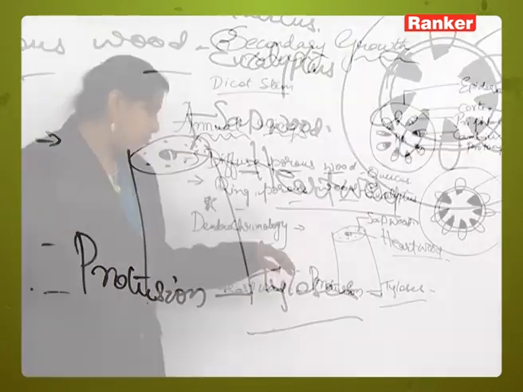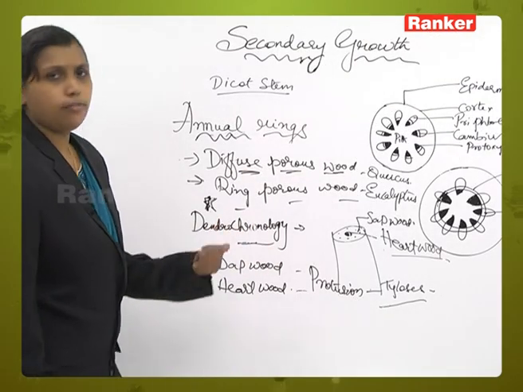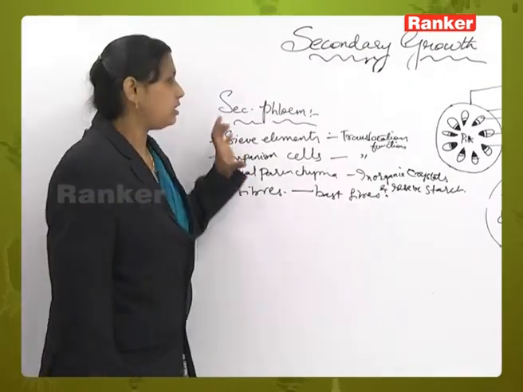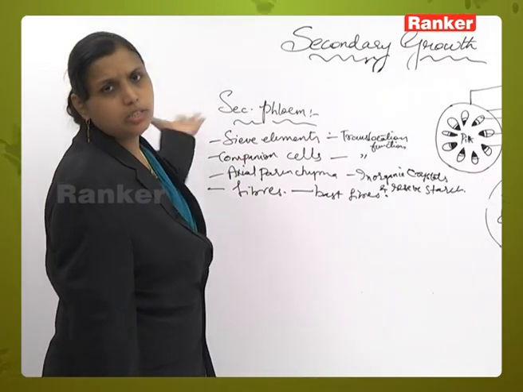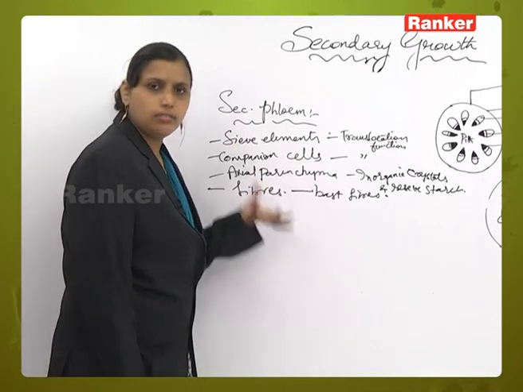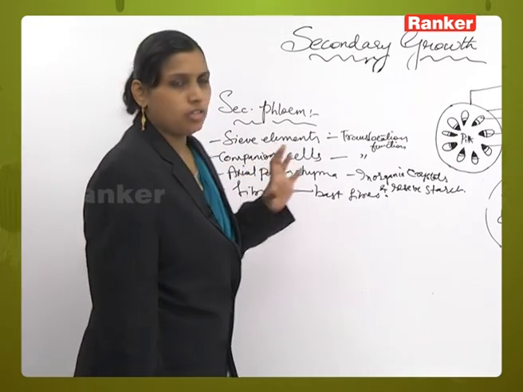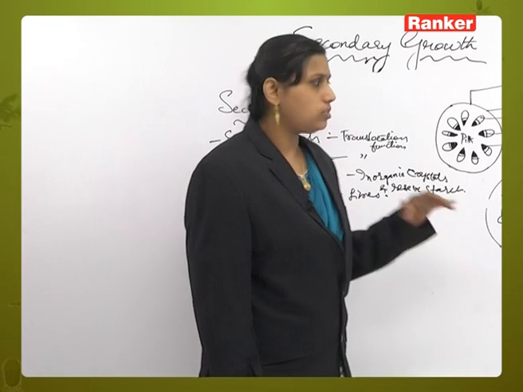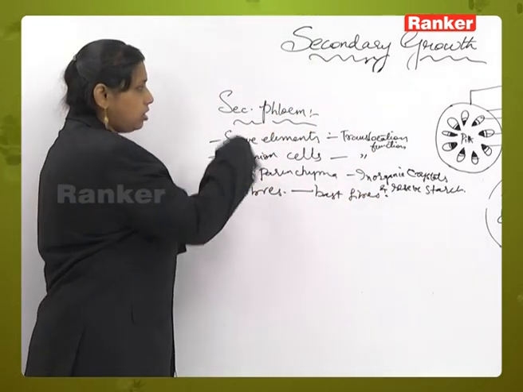Okay, next we will talk about secondary phloem and secondary xylem. Next thing we are supposed to study under secondary growth: we have studied about secondary xylem, vascular cambium, cambial rings, annual rings. We have talked about fascicular cambium, intrafascicular cambium, interfascicular cambium. Now we will talk about secondary phloem.